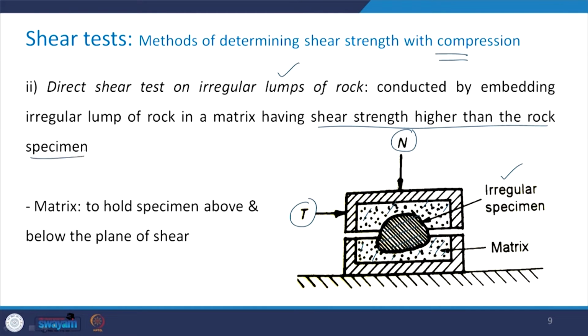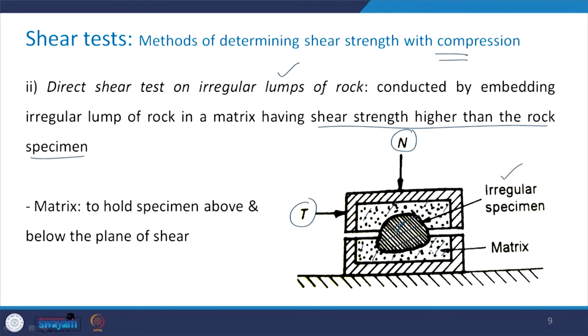The reason being that if the shear strength of this matrix material is less than that of this rock specimen, what will happen? When the shear force is applied, this matrix material will fail first rather than the specimen. Therefore, the strength characteristic that we will obtain from the test will be of the matrix and not of the specimen that we want to test.